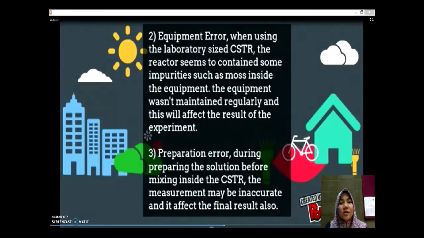The second error is an equipment error. When using the laboratory size CSTR, the reactor seems to contain some impurities because the equipment is not washed carefully. And the third error is the preparation. During the preparation, the solution before mixing inside the CSTR, the measurement may be inaccurate and it affects the final result also.